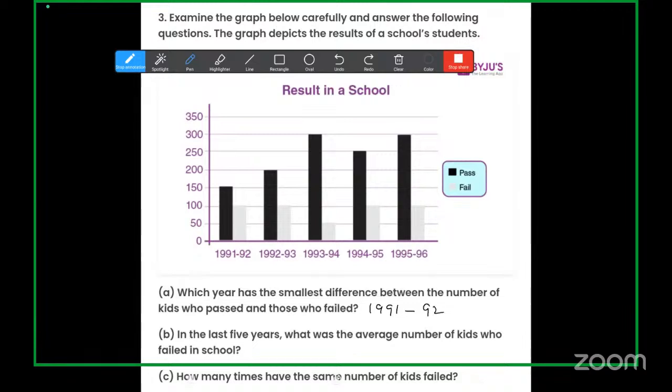Why? Now you can see that only one part of difference is there. Here it is 2, here it is 1, 2, 3, 4, and 5. So can you see the difference? Here it is minimal, between the black and the white, that is, between the number of pass and the fail. If we look closely, we can see.